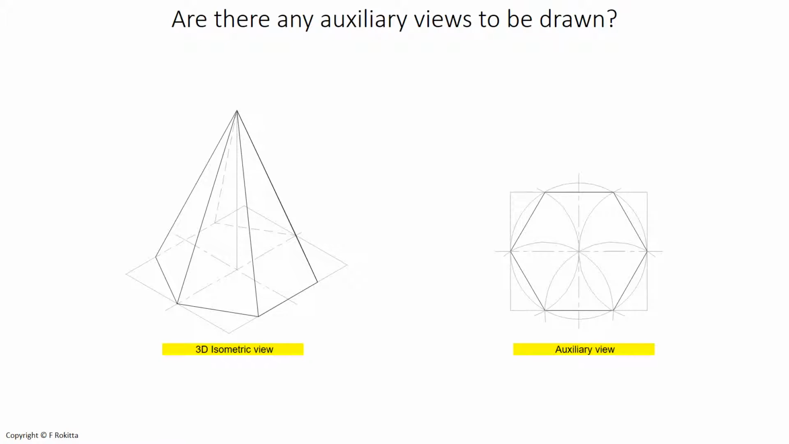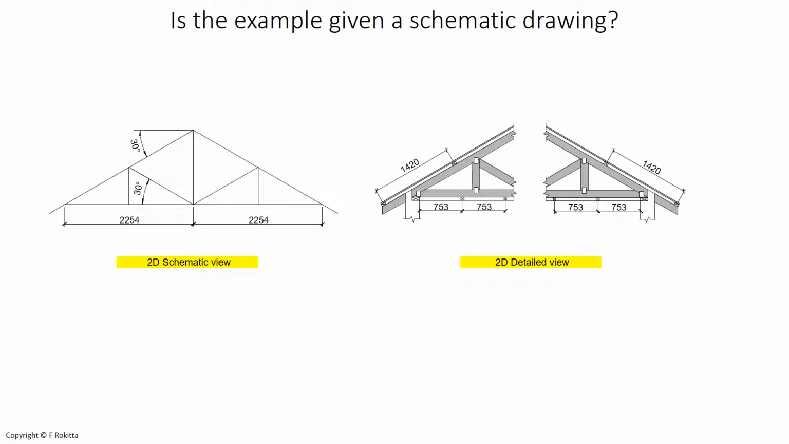Is the example given a schematic drawing or not? On our left hand side we see a skeleton version of the roof section on the right hand side. There is more detail to the drawing on the right hand side, and therefore we refer to it as a 2D detailed view. This will show us more detail about the section of the roof. On the left hand side we see only the skeleton part of that roof, which we call a schematic view of that drawing.